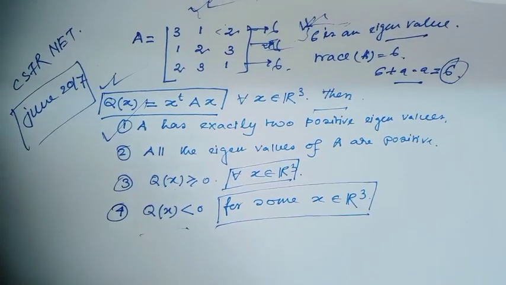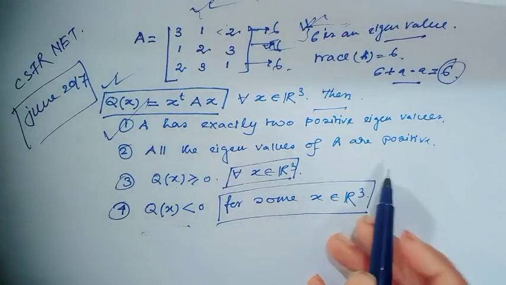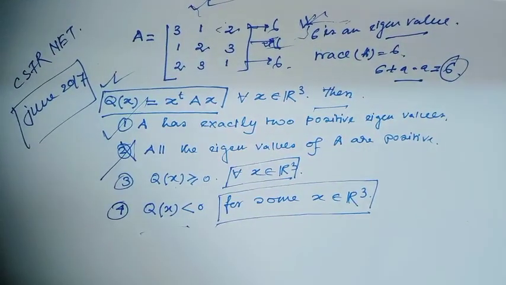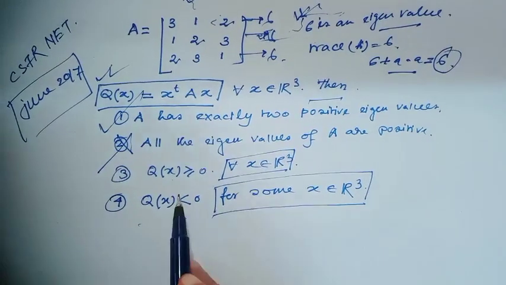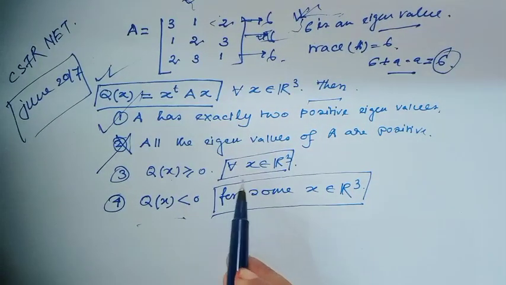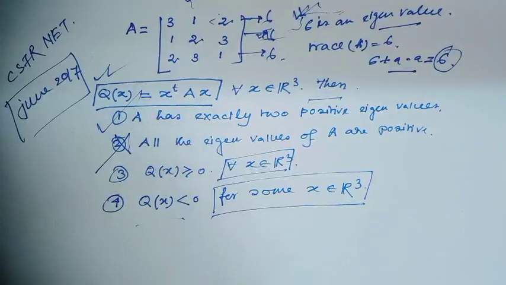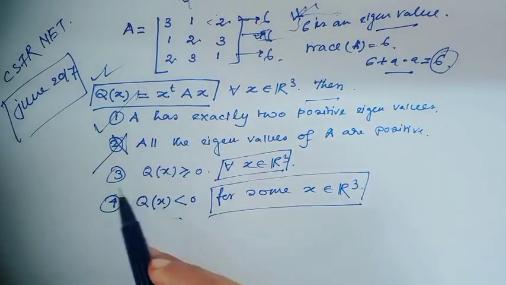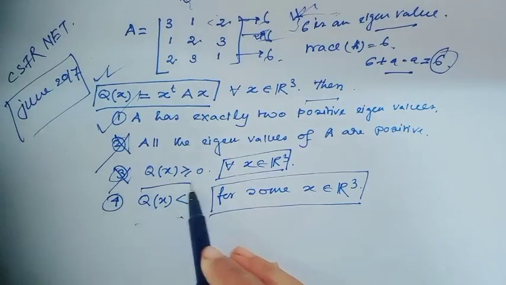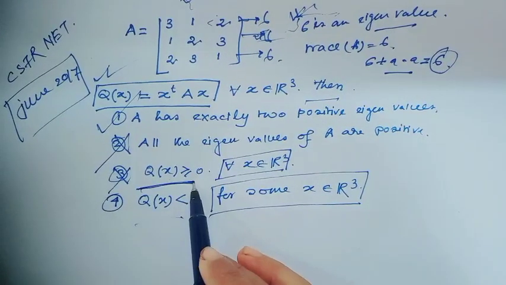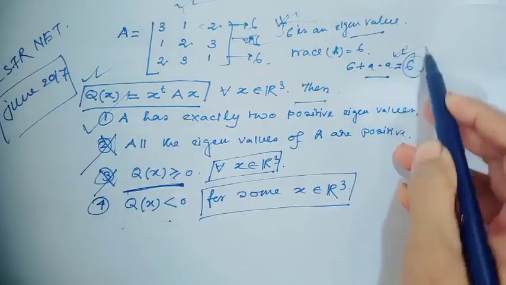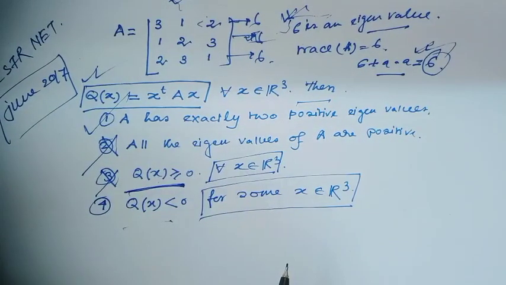And option 2 is obviously a wrong option. All eigenvalues of A are positive. This is a wrong option. Option 3 indicates Qx greater than or equal to 0, this is true for all x belongs to R3. This is also a wrong option because this is the definition of positive semi-definite. Since I have got one eigenvalue that is negative, obviously the third option would be wrong.